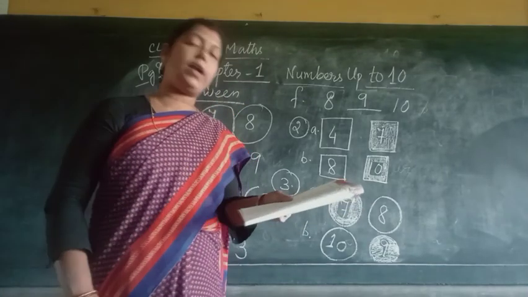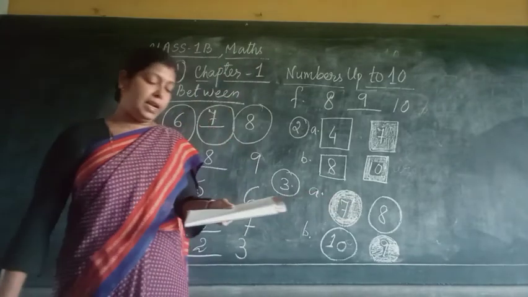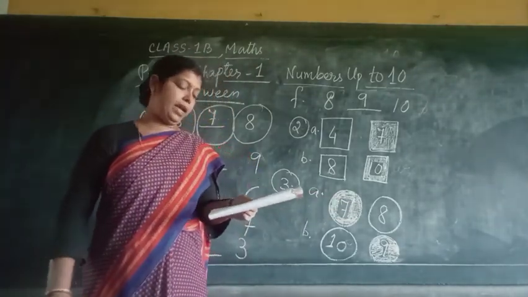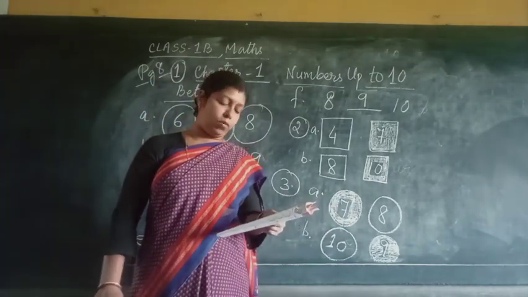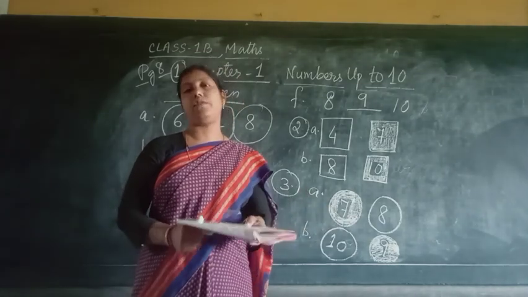Number C, 2 and 1. 1 is smaller, color it with red. D, 3 and 6. 3 is smaller, color it with red. Number E, 4 and 5. 4 is smaller, color it with red. Number F, 7 and 2. 2 is smaller, color it with red.